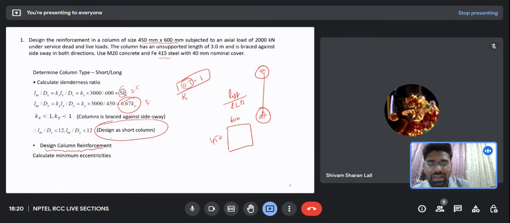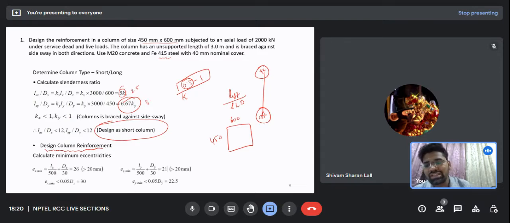Now what we will do, we will calculate the reinforcement, and before calculating the reinforcement we should know the load carrying capacity. For calculating the load carrying capacity, what should we know? We should know the eccentricity, whether it is within 5% of the least lateral dimension or it is within the other criteria. So we will check both of the conditions in both directions.